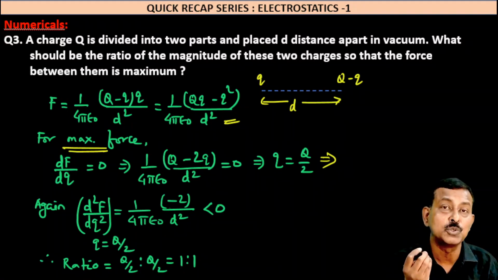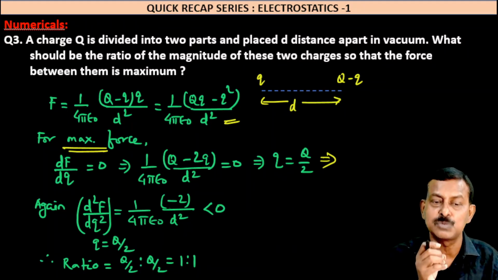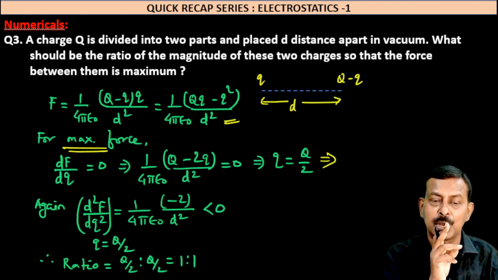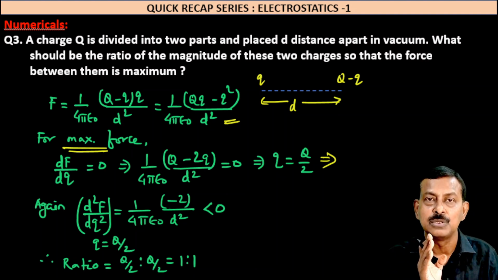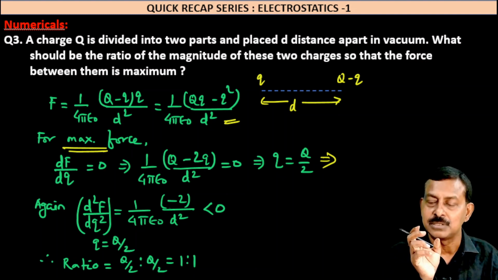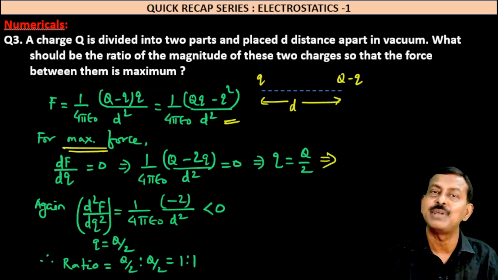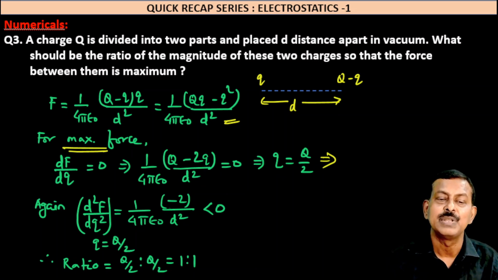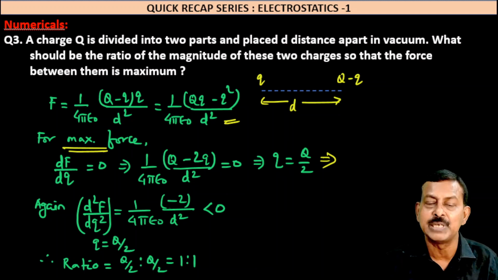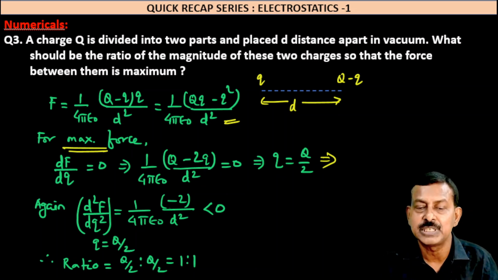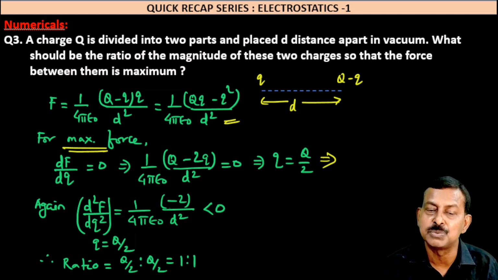But again, you have to see that this is the condition for the first derivative to be 0, for maxima as well as for minima. So we also have to see whether this division will give the maximum force or not. For that we take the second derivative, d2F by dq square at q equal to Q by 2. If I differentiate it again, it is 1 by 4 pi epsilon naught, minus 2 by d square.